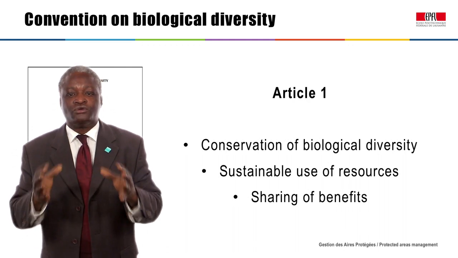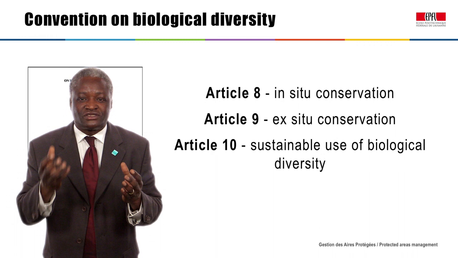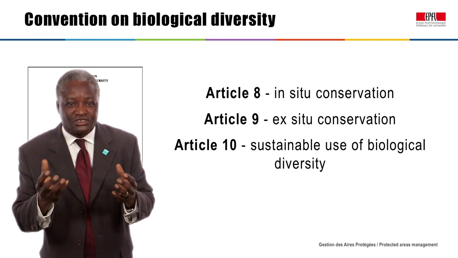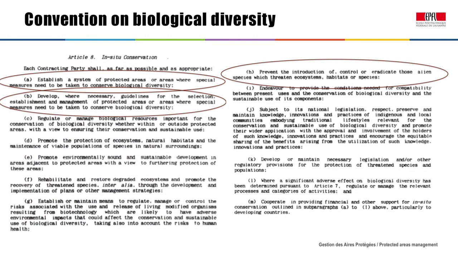Other articles are important to us. For example, Article 8 on in situ conservation, Article 9 on ex situ conservation, and Article 10 on the sustainable use of components of biological diversity are very relevant for protected areas. Article 8 has 13 paragraphs that are all of interest to us. Pay them special attention. In particular, Paragraph A of Article 8 on the establishment of a system of protected areas, Paragraph B on the development, where necessary, of guidelines for the selection, establishment, and management of protected areas, and Paragraph H on the prevention of the introduction, control, or eradication of alien species which threaten ecosystems, habitats, or species.